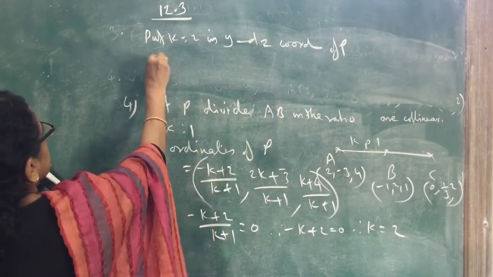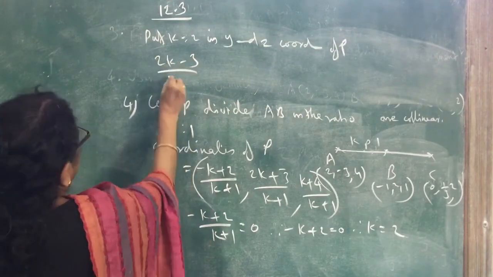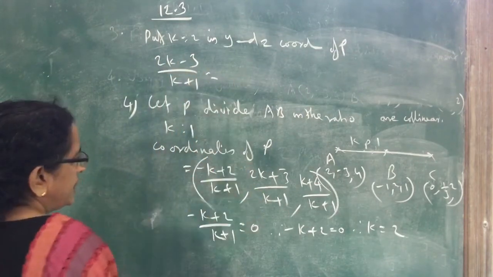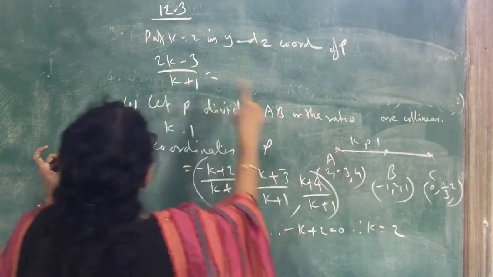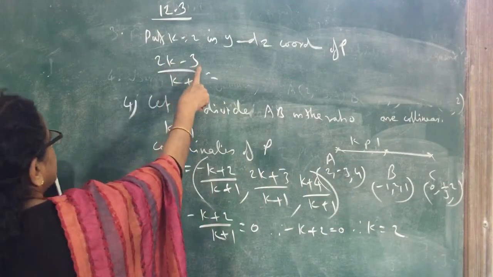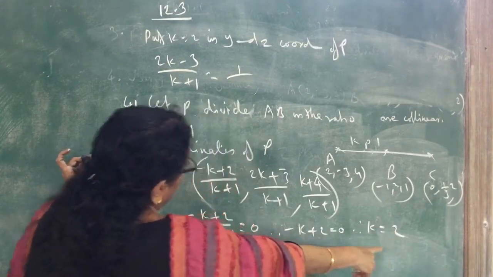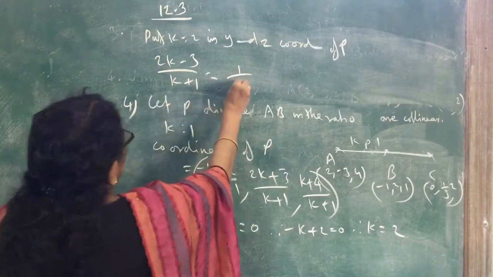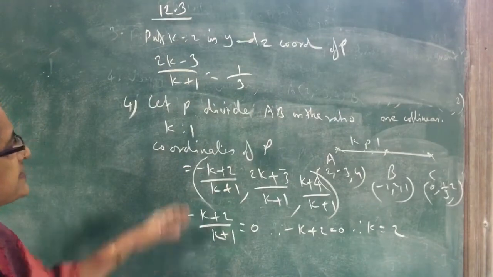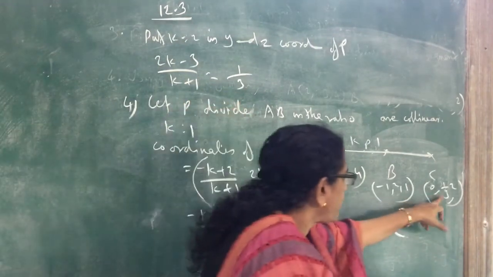So we get 2K minus 3 by K plus 1 as the y coordinate. That is equal to, put K equal to 2: 2 into 2, 4. 4 minus 3, 1. Divided by 2 plus 1, that is 3. So 1 by 3. See, that is the same as the y coordinate of the point C.